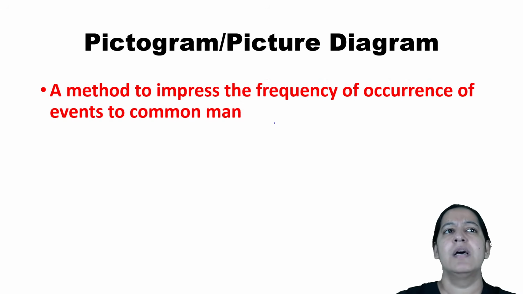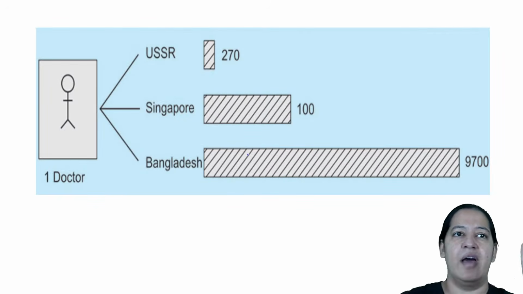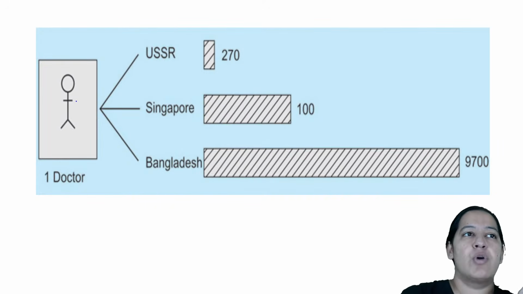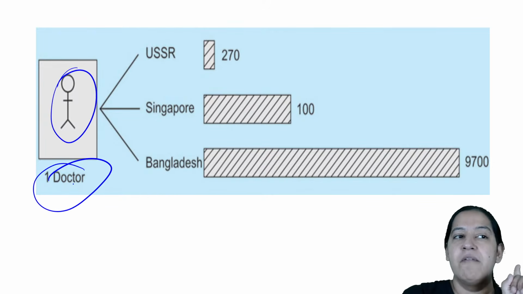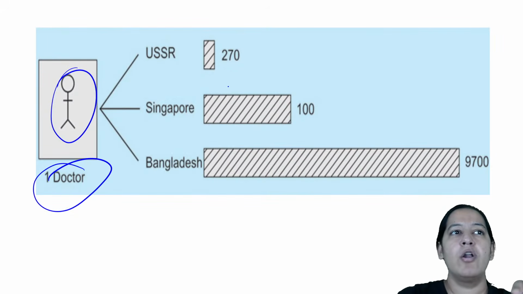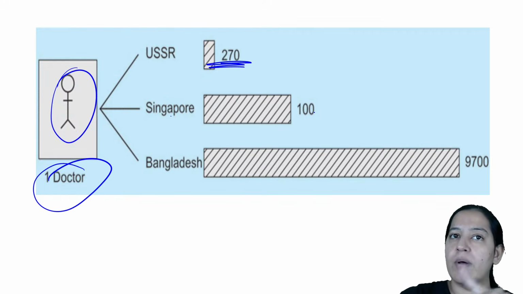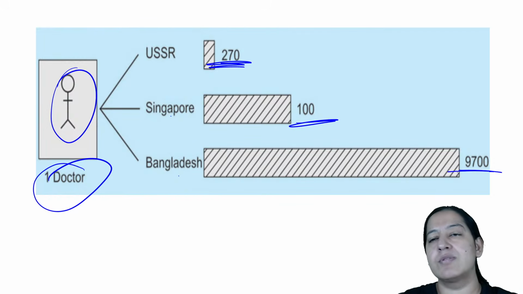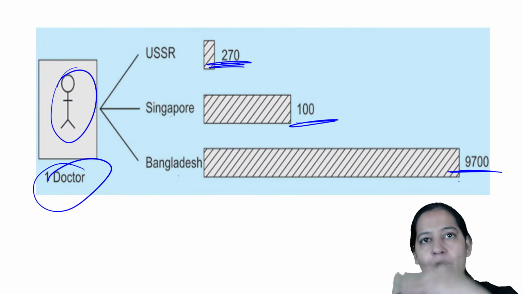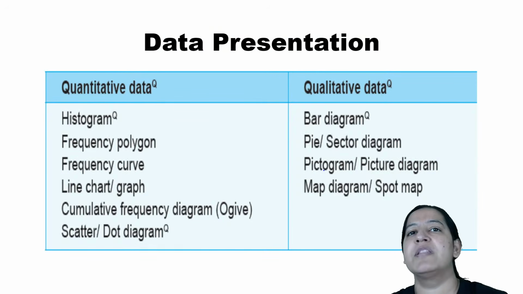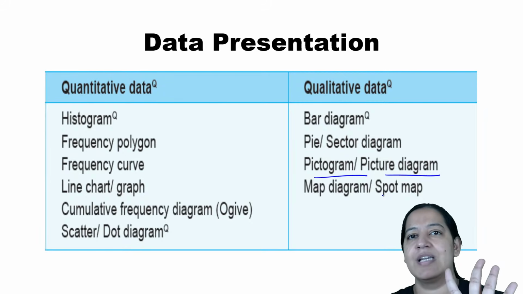Pictogram is for laymen. So it is for the common man. If I want the common man to understand these statistical figures, I will draw a person. He is a doctor. In the USA, per doctor there are over 270 people. In Singapore, over 100 people, there is one doctor. In Bangladesh, there are 9,700 people per doctor. So this is a way to represent things simply. So it is for the common man, that is pictogram, in the form of pictures, picture diagrams.